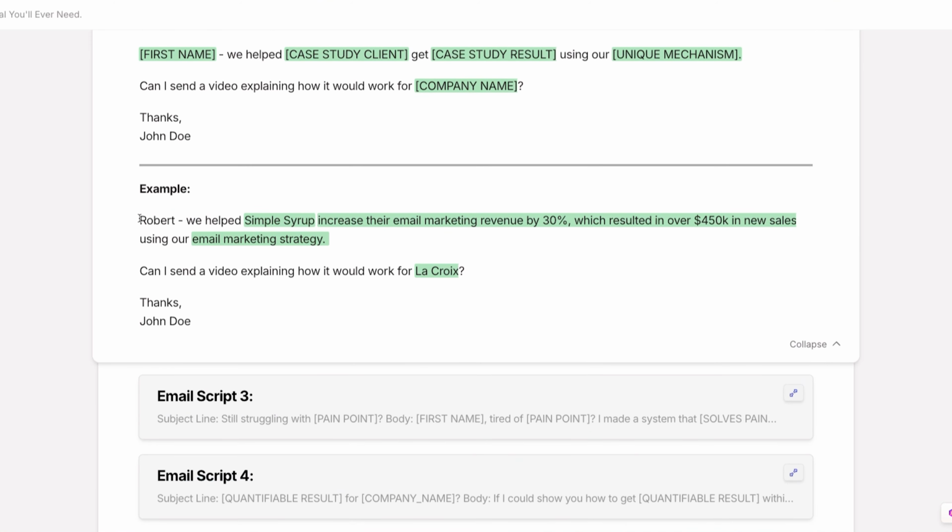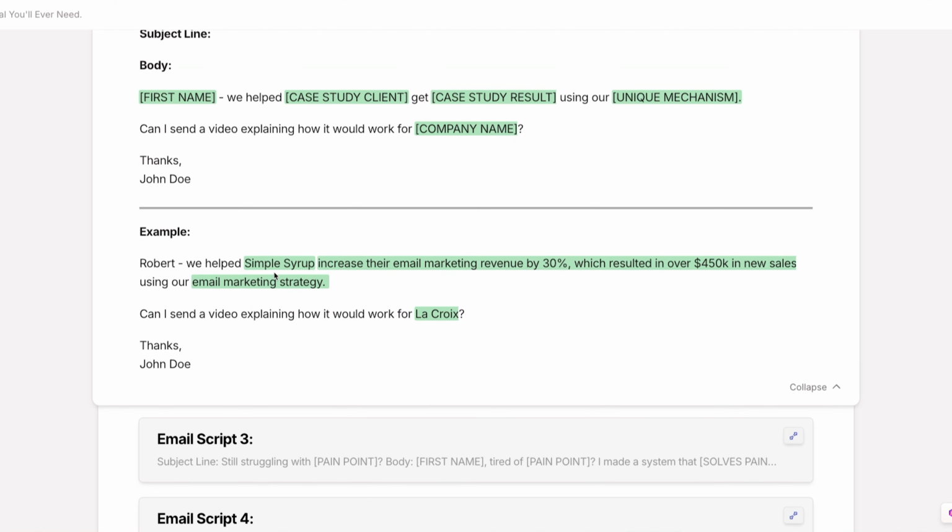So an example of this would be, Robert, we helped Simple Syrup increase their email marketing revenue by 30%, which resulted in over $450,000 in new sales using our email marketing strategy. Can I send you a video explaining how it would work for LaCroix? So you'll notice that this unique mechanism doesn't have some crazy name. Sometimes for our emails, we'll just say using cold email for our outreach. For this one, it just said email marketing strategy. It doesn't have to be crazy, complex, or flashy. You just have to be upfront and direct with them.